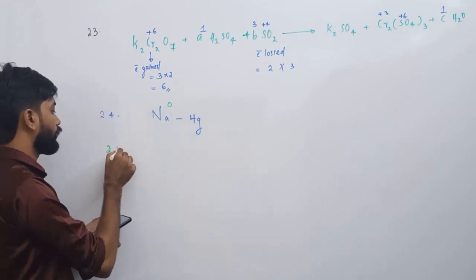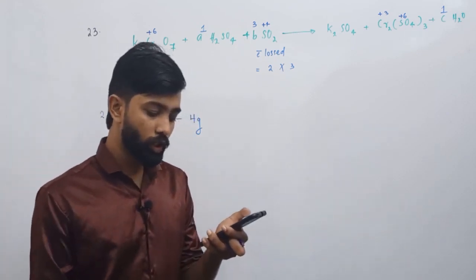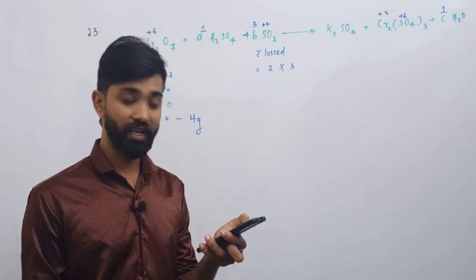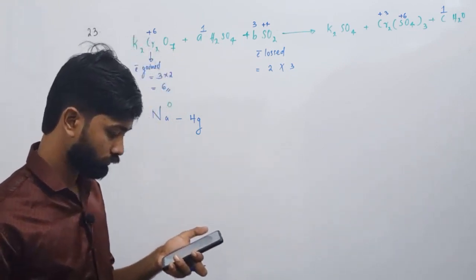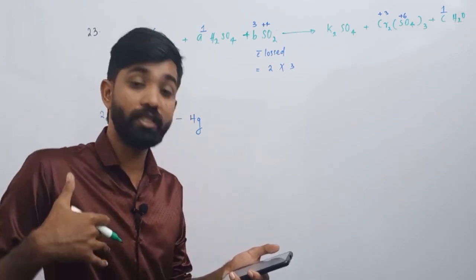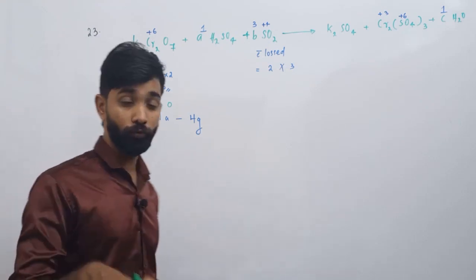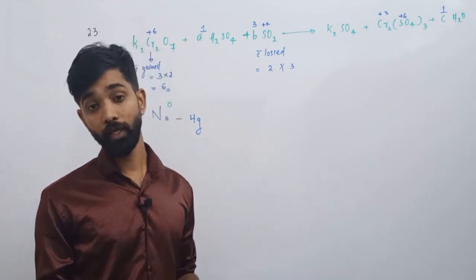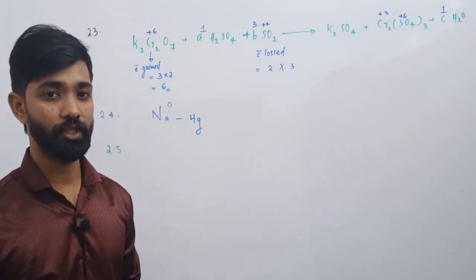Moving to question number 25. Which of the following compounds cannot be oxidized by ozone? So here ozone is the oxidizing agent.